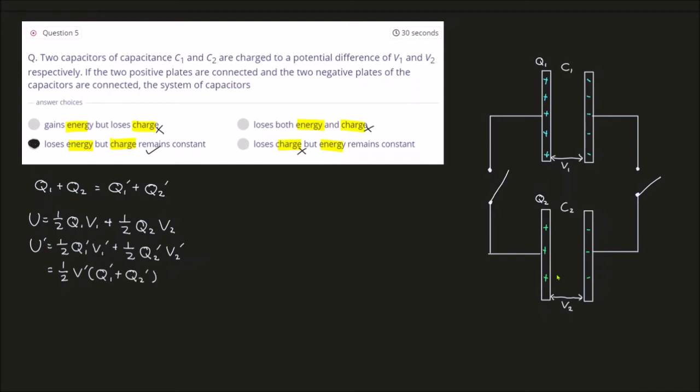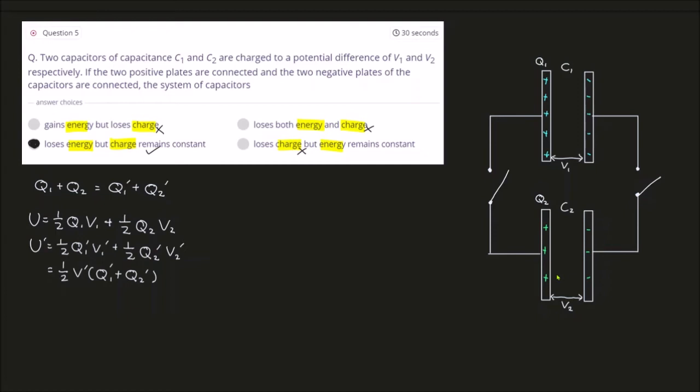Of course, you know that Q1 prime plus Q2 prime is equal to Q1 plus Q2. But I will not substitute it here because I still cannot see any reason to do so. So I am slightly stuck over here.